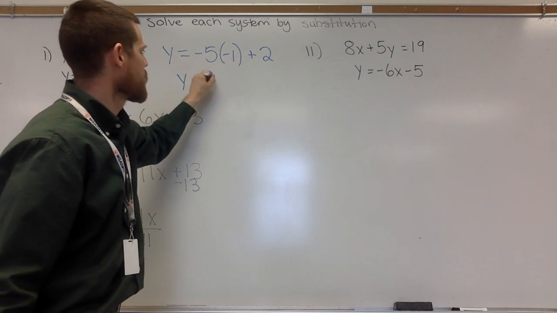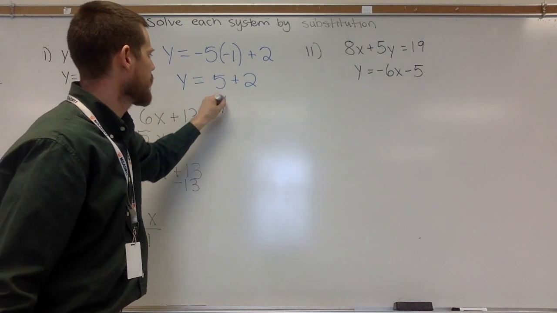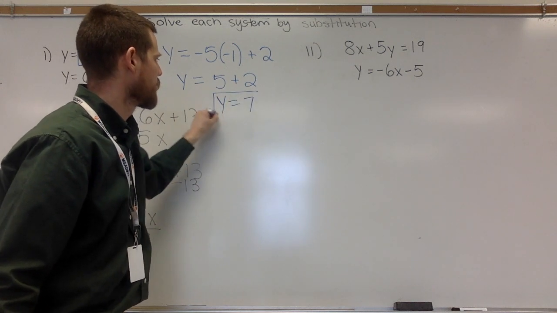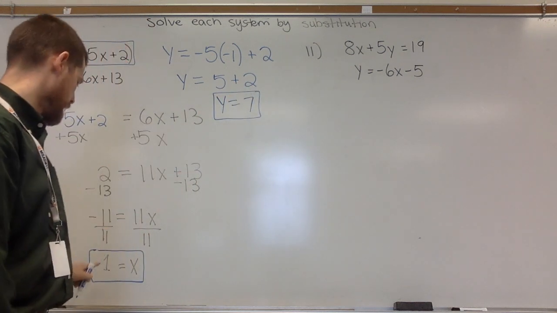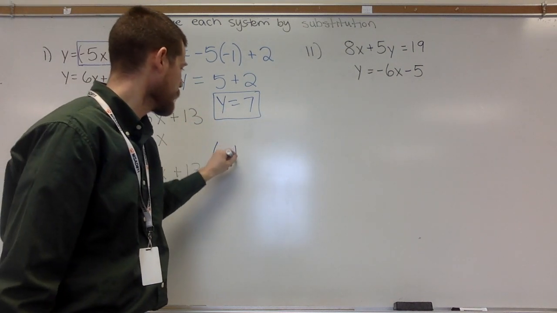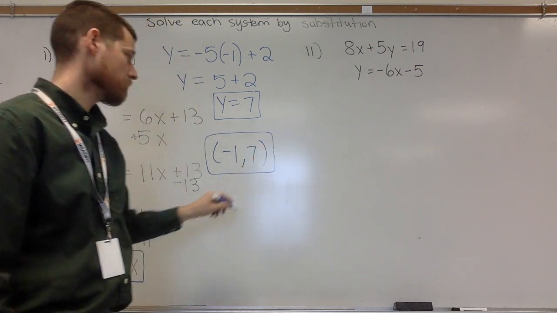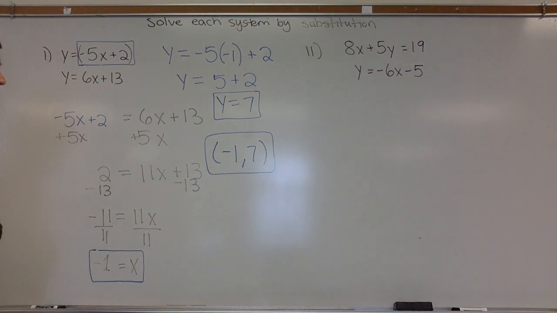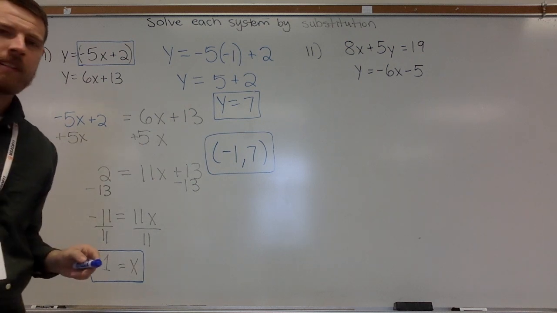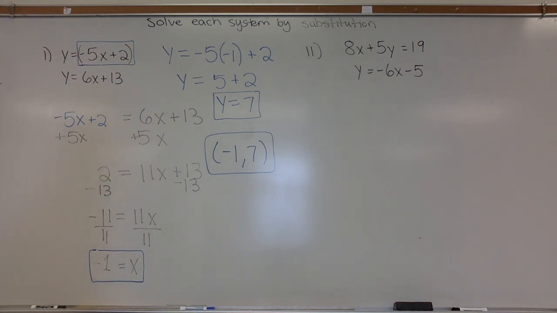-5 times -1 is 5. I can add 2 to that, and I have my answer of 7. I now have the answer of x is -1, y is 7. If I write it in coordinate form, it would look like that. I've done everything I have to do. So that was your best case situation. I really liked it because y was by itself.